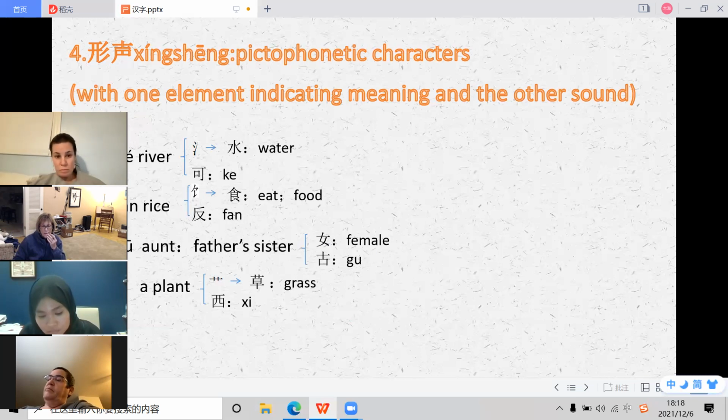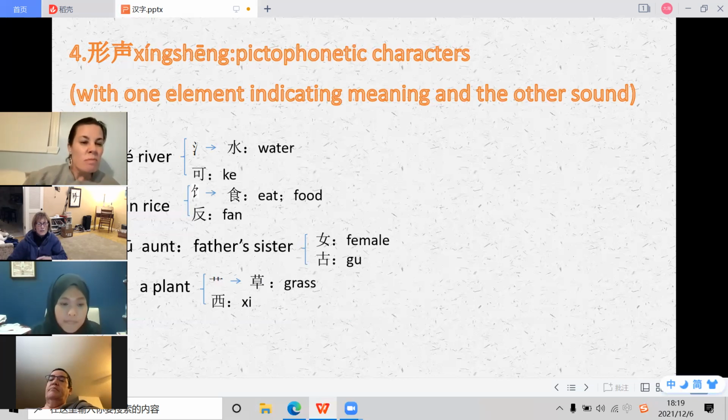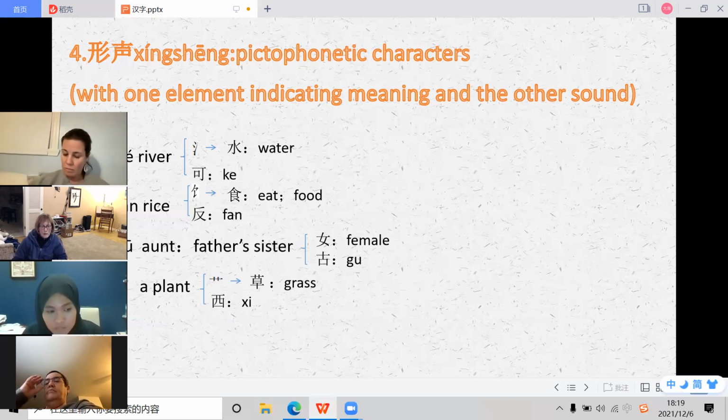And for example, 茜 xi is a plant, and this part is the simplified form of 草, which means grass and plants, and 西 is the sound xi. So they combine into this pictophonetic character. And this is the most used way to create Chinese characters. More than 90% of characters are formed like this.